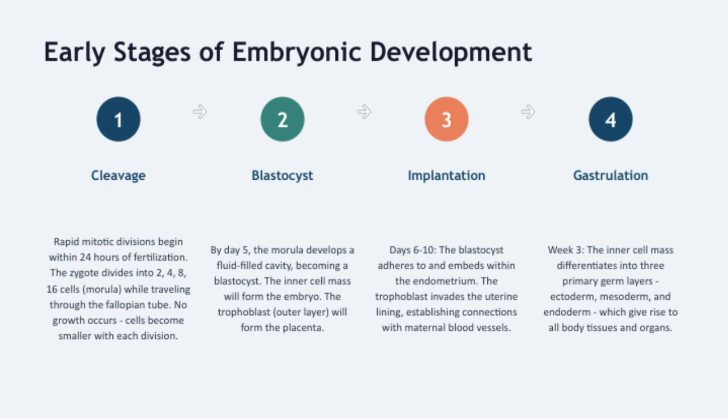Moving on to gastrulation, which occurs roughly between days 6 to 10, the blastocyst attaches to and embeds itself into the endometrium, the lining of the uterus.